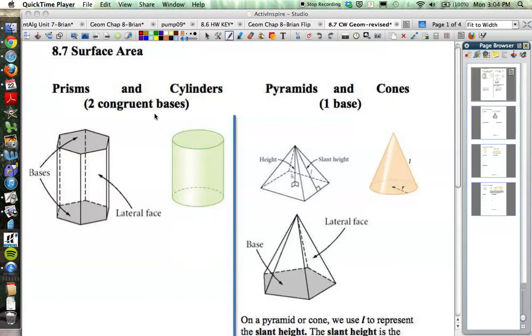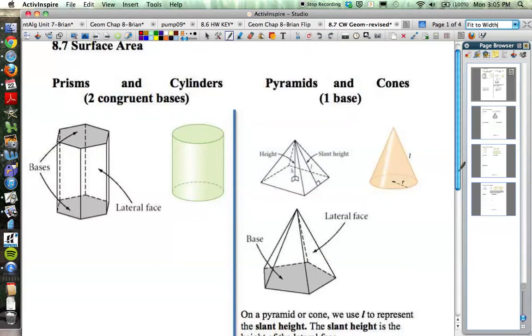Here we are in the last section of Chapter 8 that is on area. We're on 8.7 surface area, and we're going to be looking at the surface areas of three-dimensional objects such as prisms, cylinders, pyramids, and cones. Just some terminology related to these things.